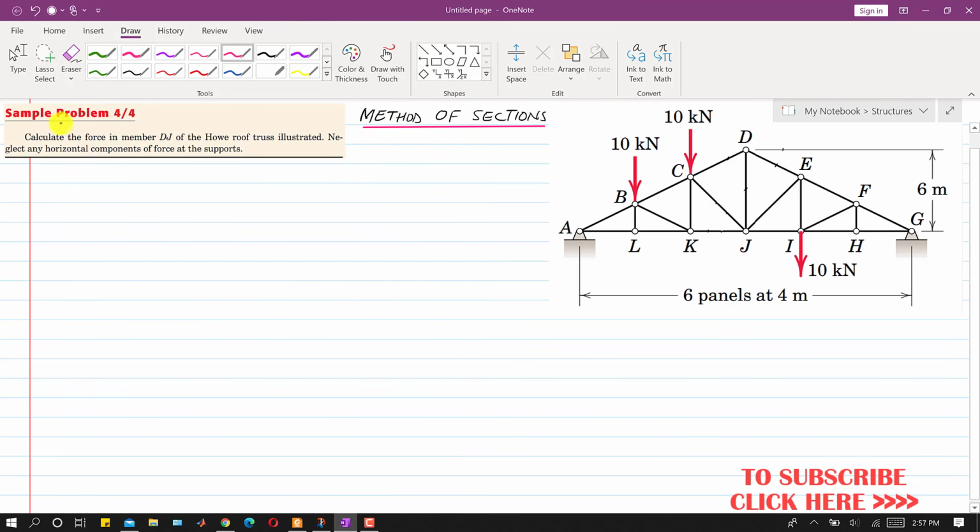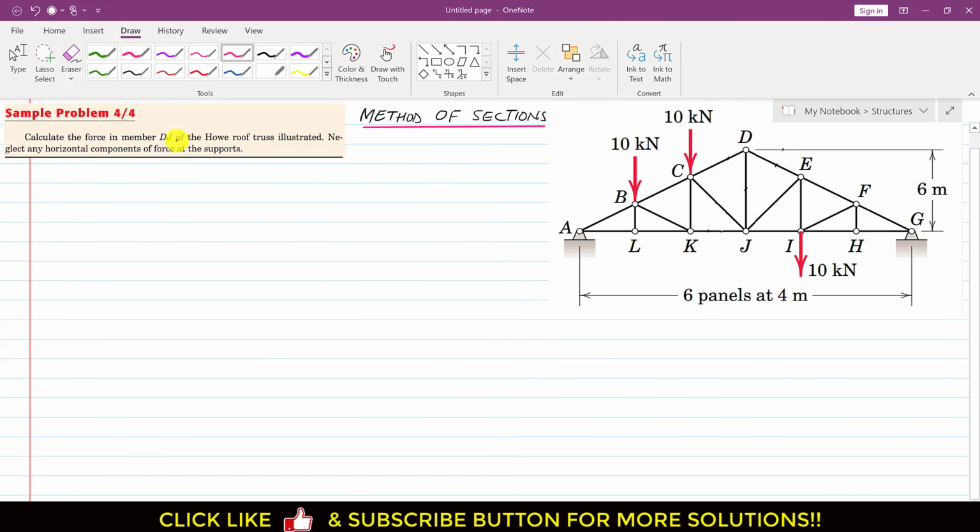In this sample problem, it is said to calculate the force in member DJ of the Howe roof truss illustrated, and to neglect any horizontal component force at the supports. Before solving this problem, we need to find some angles and some lengths. Let's say this angle is theta, and this angle is alpha, and we want to find this CK member length.